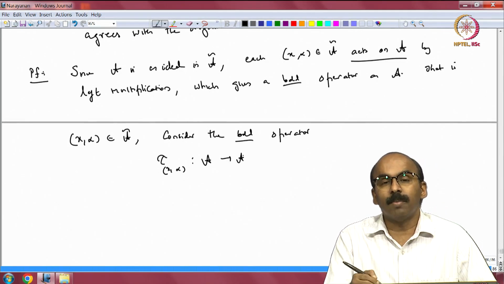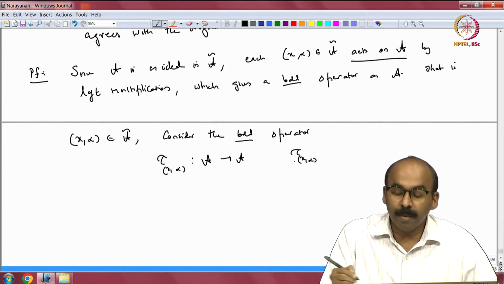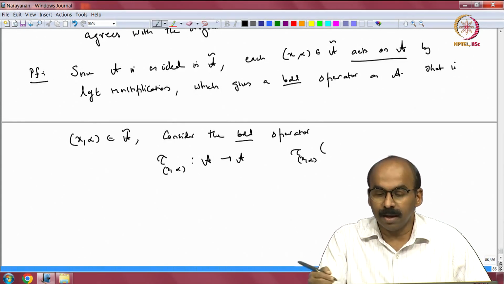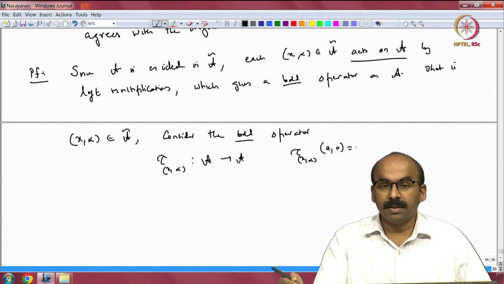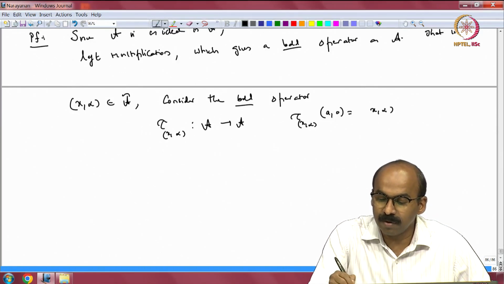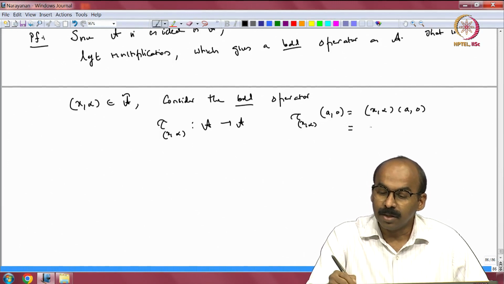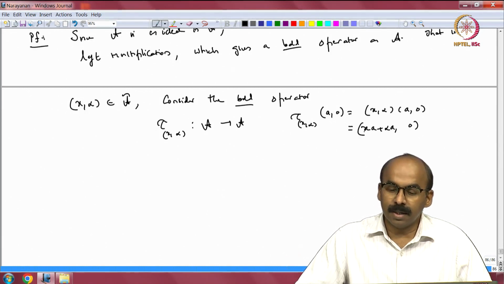Okay. What does that operator do? Left multiplication. So, tau x alpha applied to an element A in A, identified with the corresponding element in A tilde, which would be A comma 0, is simply left multiplication by x alpha. So, that is x alpha times A comma 0, right. Well, we know how the product is defined in A tilde. So, this would be x A plus alpha A, and 0, right. That is the operator.